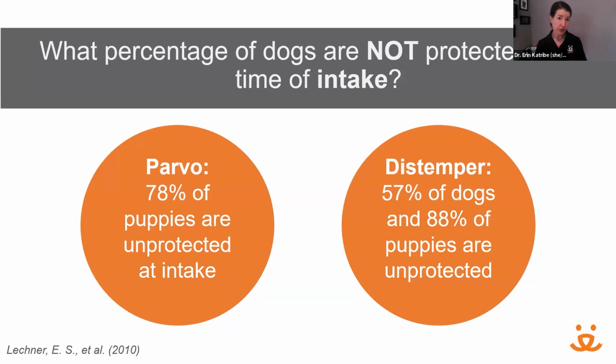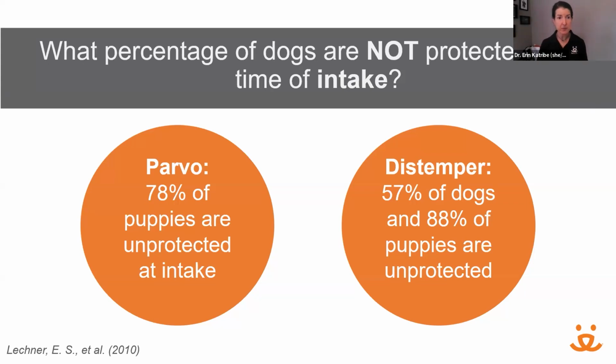This was a study out of Florida looking at what percentage of dogs were not protected against parvo and distemper at the time of intake. And so for parvo, it was 78% of puppies were not protected against parvo at the time of intake. And for distemper, it was 57% of all dogs, adults and puppies included, and 88% of puppies. This is huge. These are huge proportions of our potential intake.